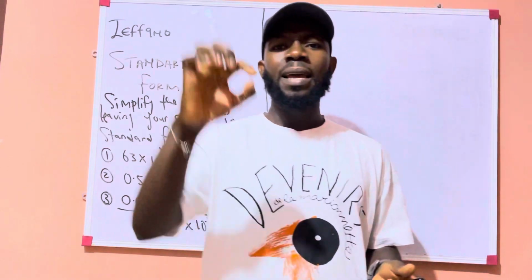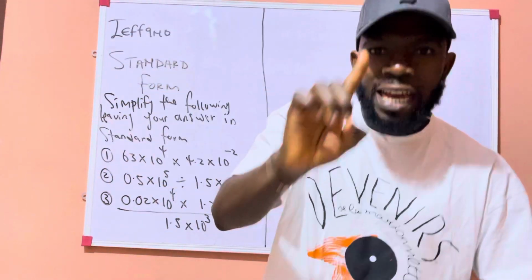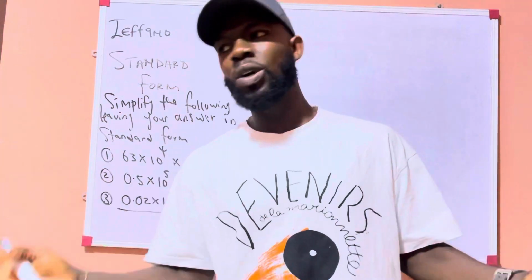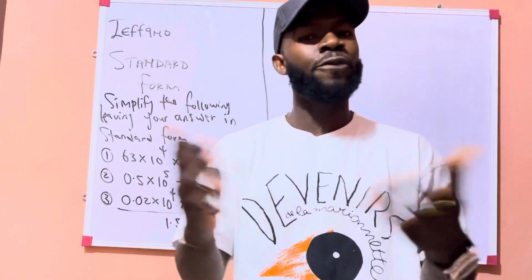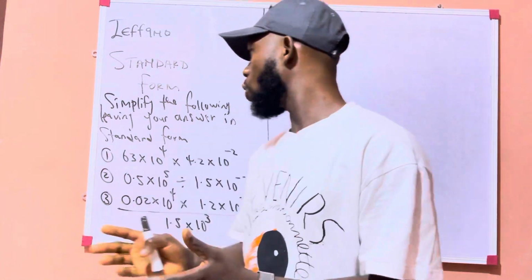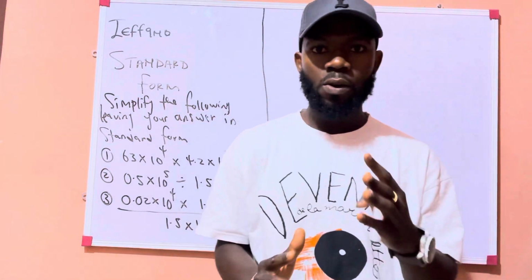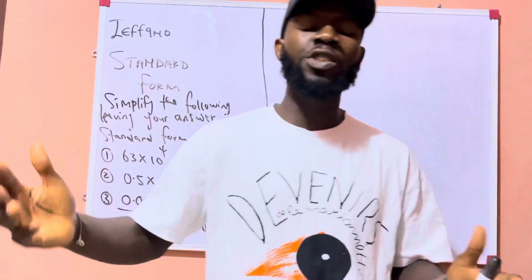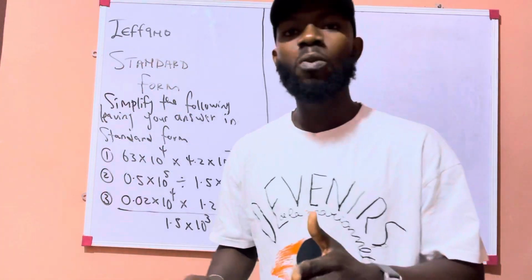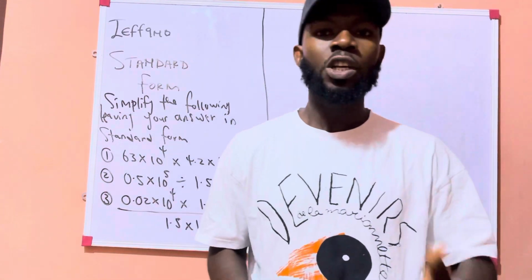simply means leaving your decimal points after the first significant figure. And we said significant figures are figures that have values. Okay, and also we talked about how we can move our decimal points. We said when you move your decimal point to the right, you minus, and when you move your decimal point to the left, you add.